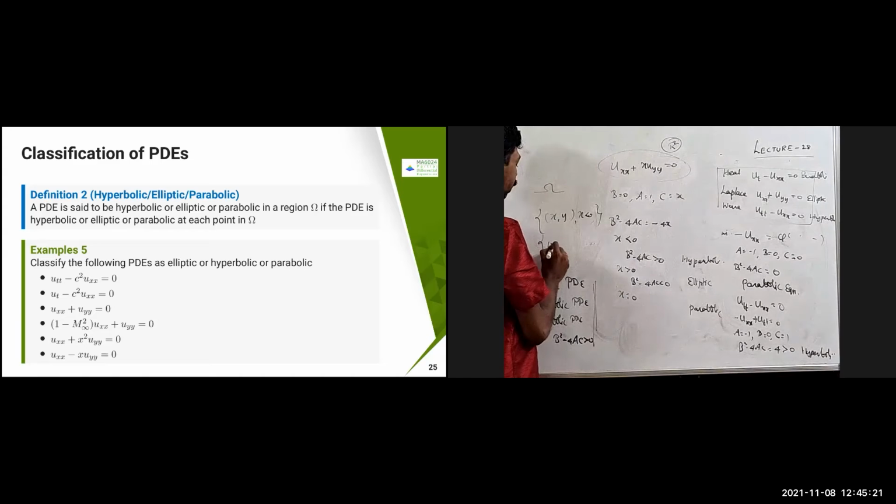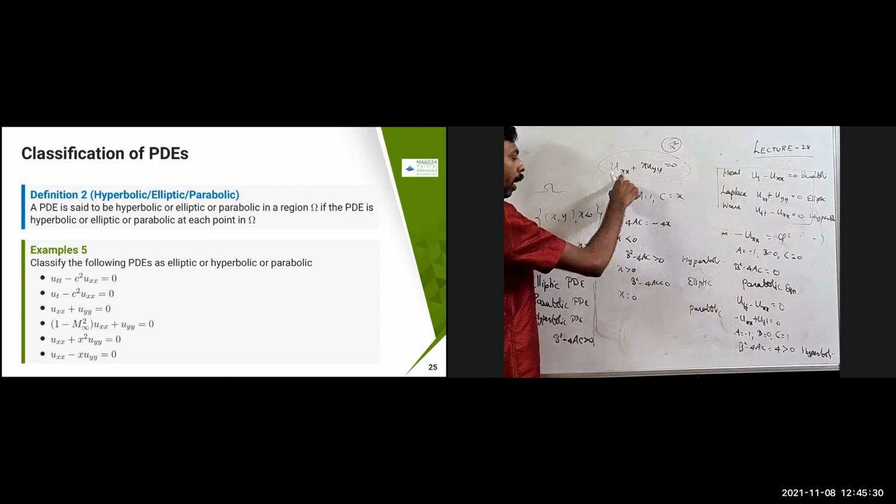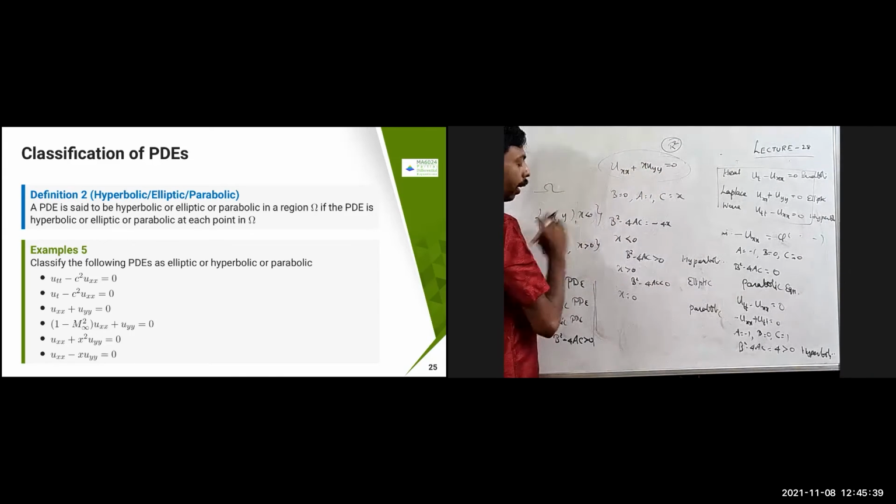Whereas in this region, x greater than 0, it is going to be elliptic. So that means I cannot say that it is elliptic in R square. I cannot say it is parabolic in R square, or that it is hyperbolic, etc., in R square.